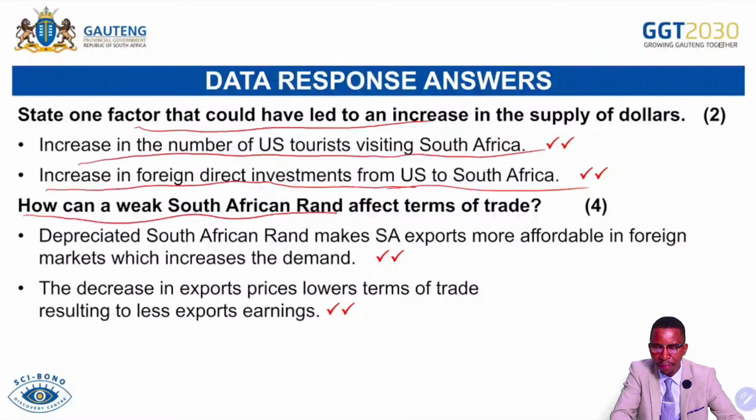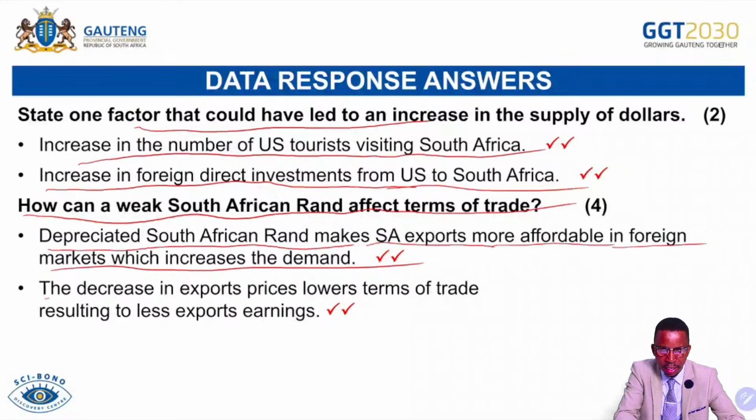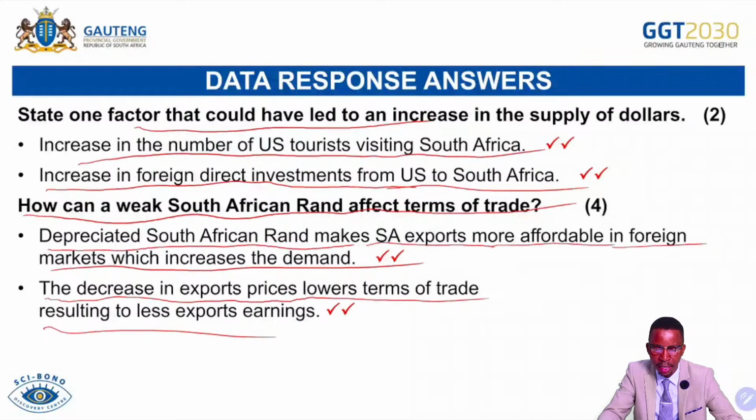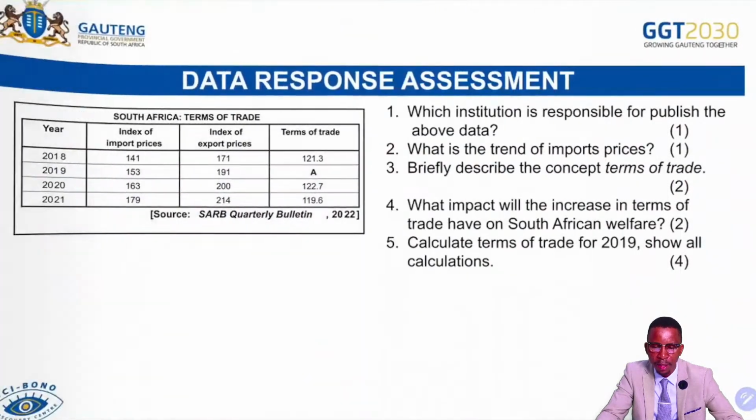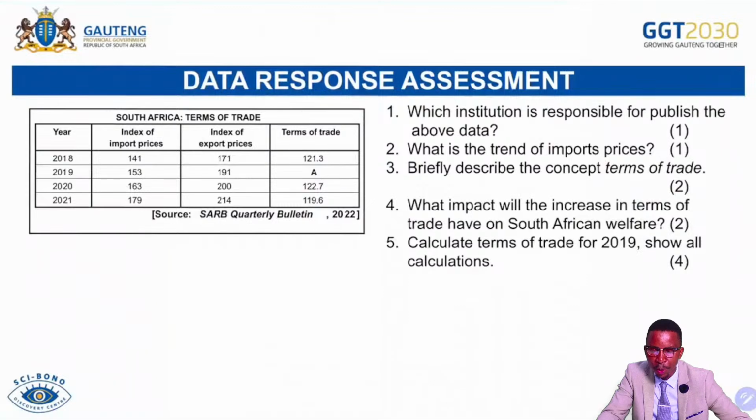How can a weak South African rand affect terms of trade? A depreciated South African rand makes South African exports more affordable in foreign markets, which will increase the demand. The decrease in the export prices lowers the terms of trade, resulting in export earnings decreasing. And then we continue. We move to terms of trade.